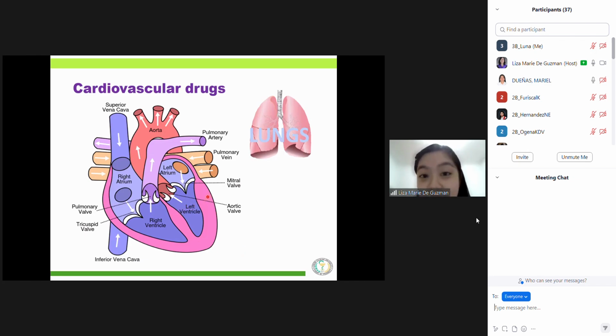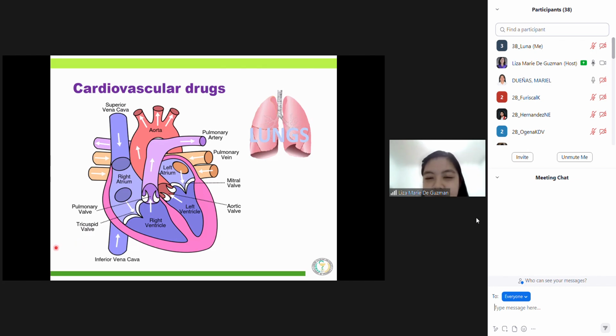Next, how about right-sided failure? It is called right-sided because the right ventricle is affected. Supposedly, the right ventricle will pump the blood going to the pulmonary artery, going to the lungs. However, what happens is the right ventricle fails to pump the blood going to the lungs. So what happens? Instead of the blood going to the lungs, it backflows. It goes back to the peripheral tissue.